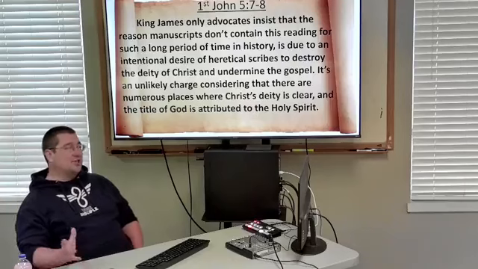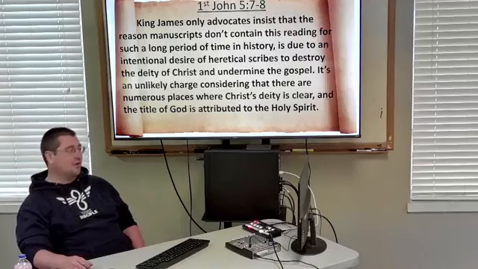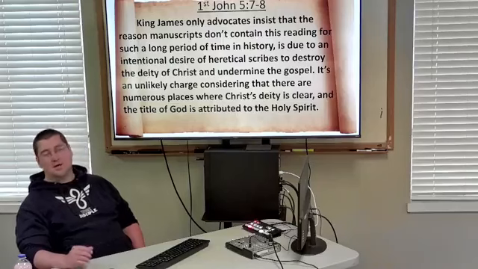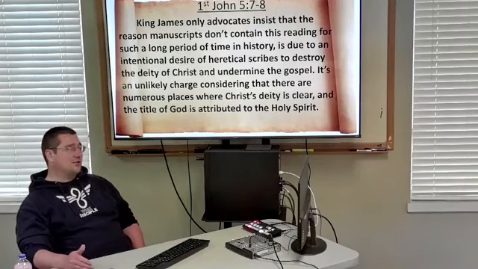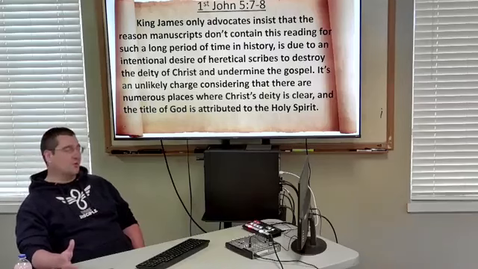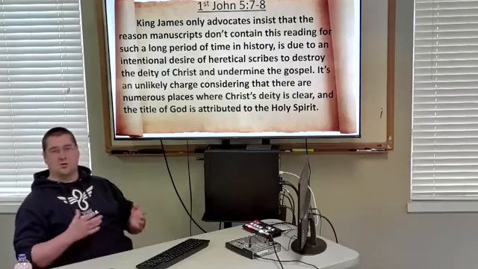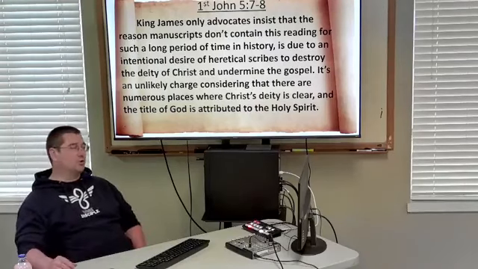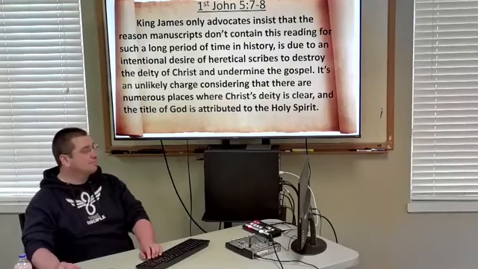So again, King James only advocates insist that the reason manuscripts don't contain this reading for such a long period in history is due to the intentional desire of heretical scribes to undermine the deity of Christ and diminish the gospel and things like that. But it's an unlikely charge considering that there are numerous places where Christ's deity is clear, and you can see that the title of God is attributed to the Holy Spirit. And so if that's their goal, they did a pretty poor job of it. So it just really can't stand.